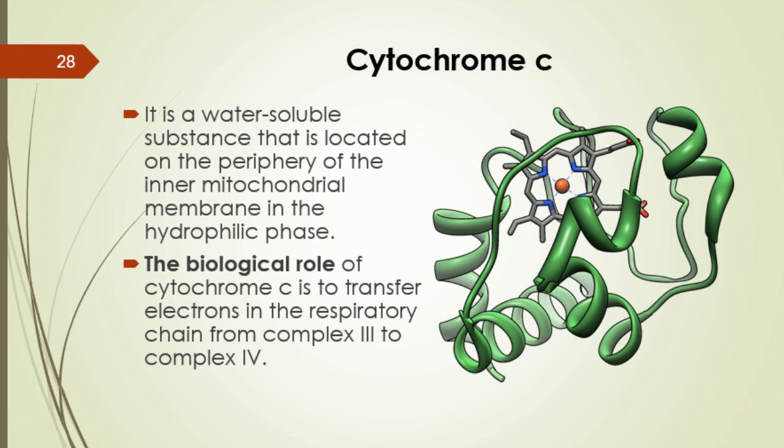Cytochrome C is one of the members of the cytochrome family, which contains an iron ion with a variable valence. Cytochrome C is a water-soluble substance that is located on the periphery of the inner mitochondrial membrane in the hydrophilic phase. The biological role of cytochrome C is to transfer electrons in the respiratory chain from complex 3 to complex 4.